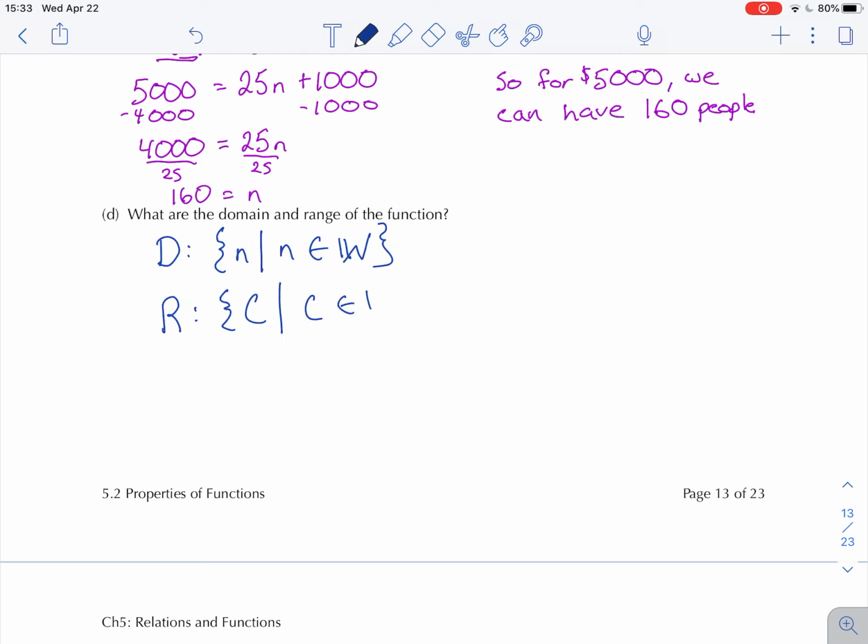Now our range value is all the C's, all the cost, such that cost is going to be an element of the wholes as well. We're not going to get any decimal values. So that is going to be our domain and our range values.